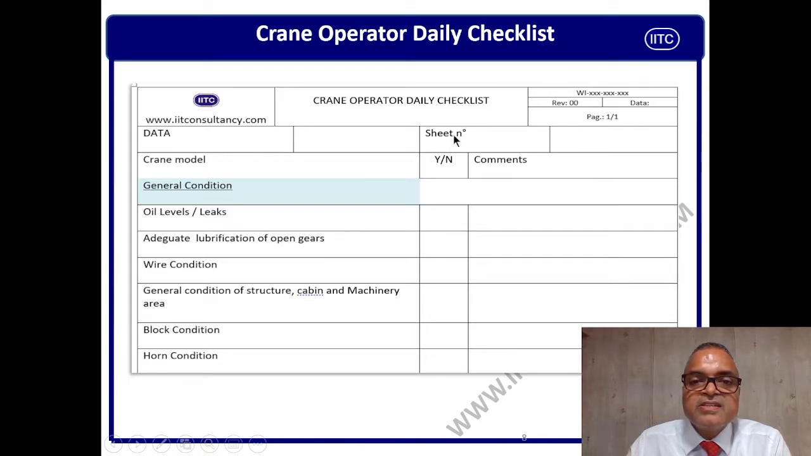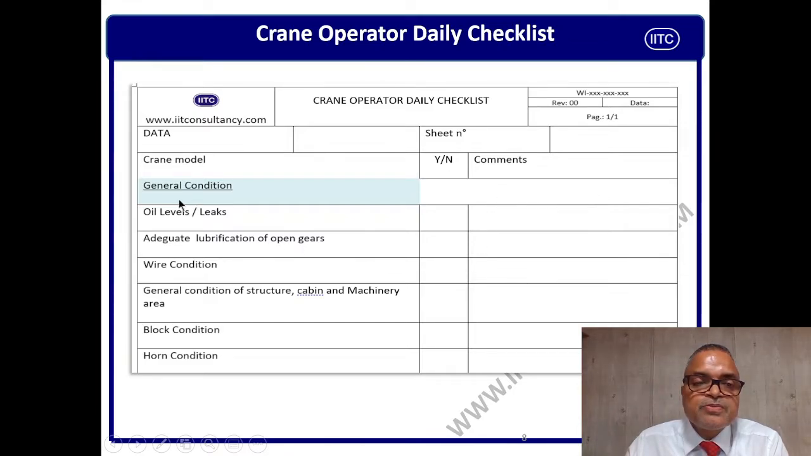This is the date and this is the sheet number. Here we are saying a condition or information. Here you can put the crane model number. Probably you have many cranes and you do not remember which checklist is applicable for which crane. And here you can say complied, yes, or not complied, no. Then you can put your comment.